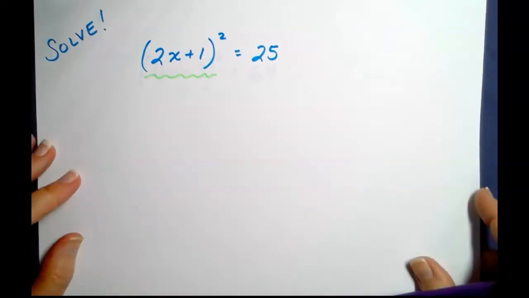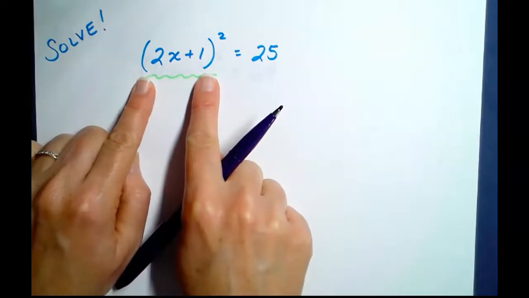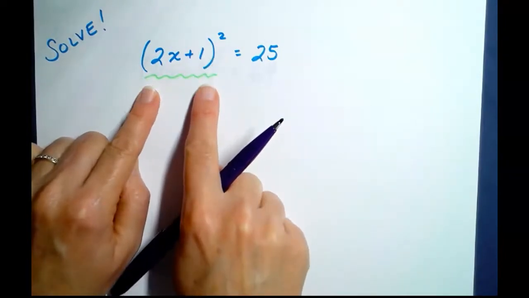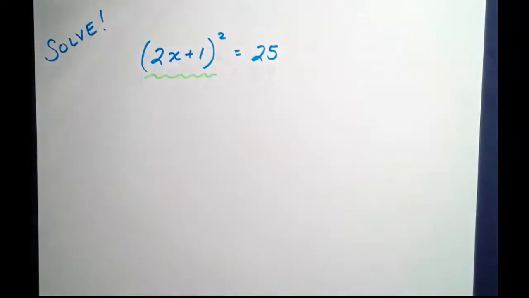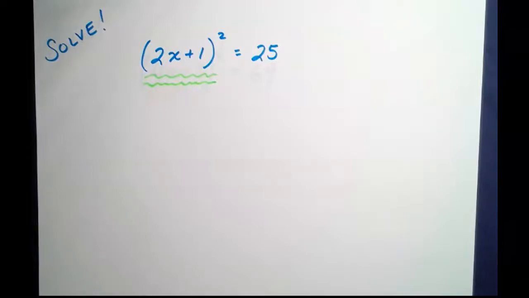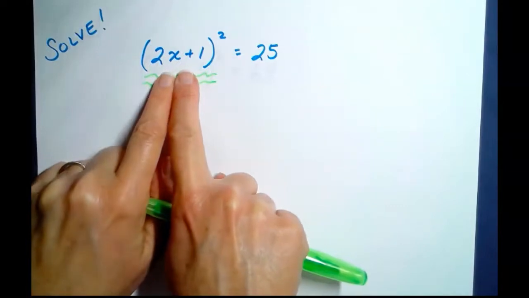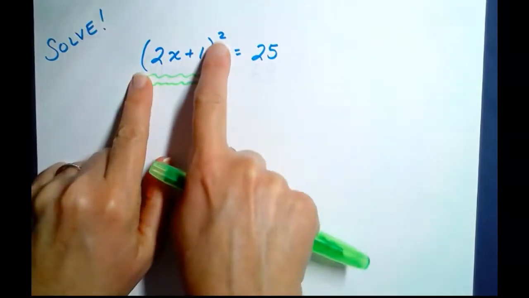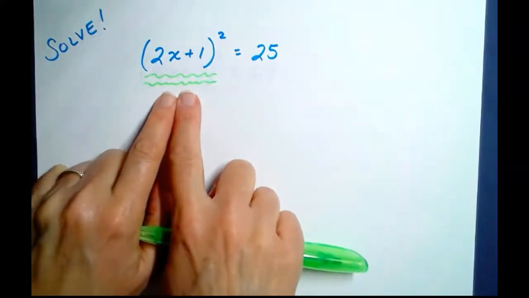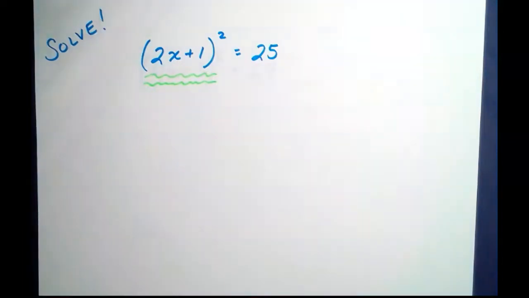Next example. Solve the quantity 2x plus 1 squared. Now notice that I have put a squiggly green line under that entire quantity 2x plus 1. That's because all of it is inside the parentheses and everything inside the parentheses is being squared. Therefore, 2x plus 1, that binomial is the squared term. So our squared term is already isolated.